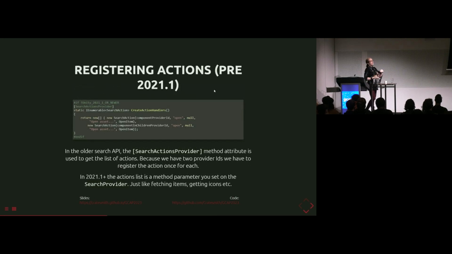Okay, so like I said, registering actions in the new version is done when you build the search provider. In the old version, it was done with a separate method attribute. So to do this, we have a static function, which is SearchActionsProvider. It returns an enumerable of search actions. So what we do is we create the same search action for both of our providers here. We just return an array of search actions, one for get component ID, one for get component provider ID, and one for component children provider ID. And yeah, they just call that function we saw before.